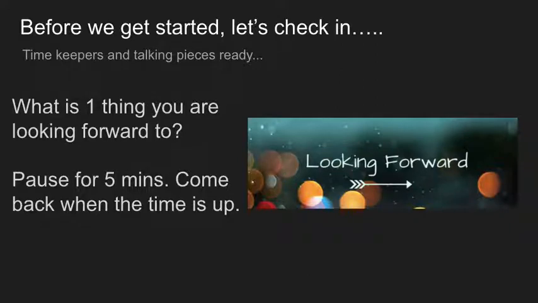Teachers, I want you to also remember this is something that you too can participate in. So before you go ahead and set your timer, go ahead and remind your classes, in person and virtual, what your expectations are for timekeepers and talking pieces, or however you do that. And then let's answer this question. Pause for 5 minutes and come back when the time is up.